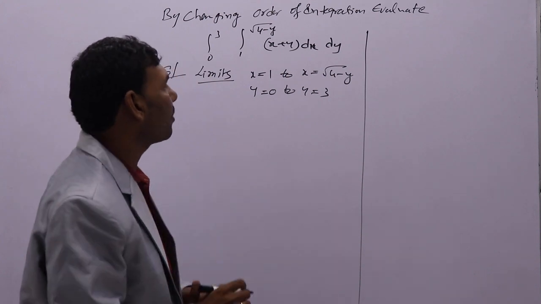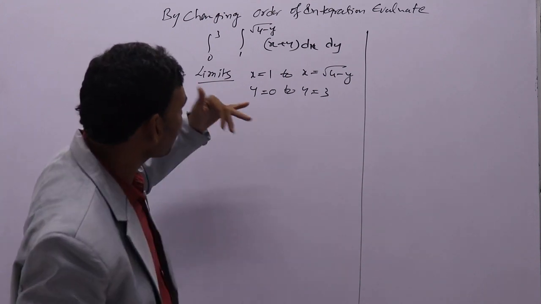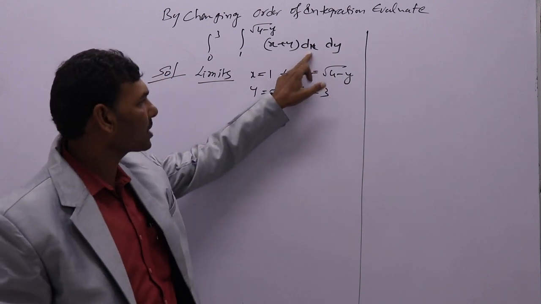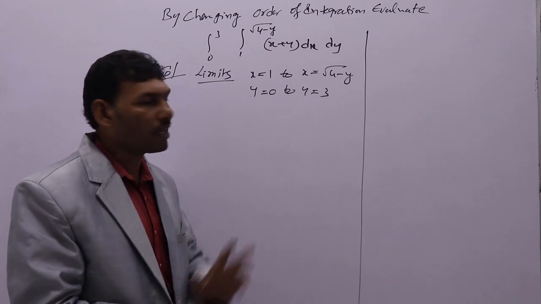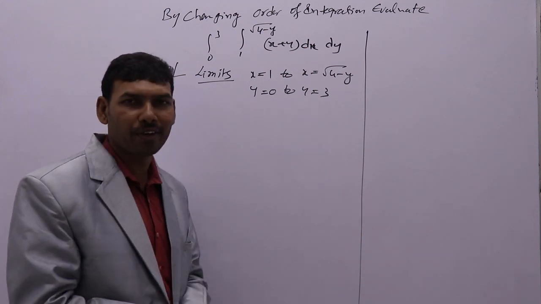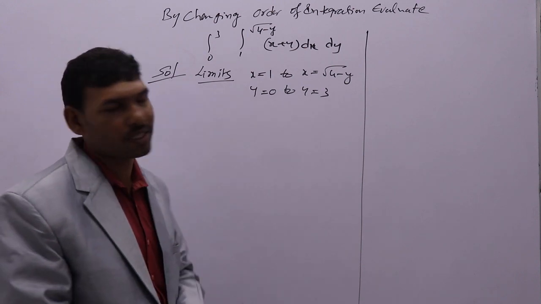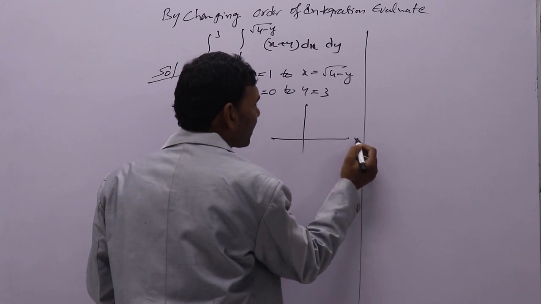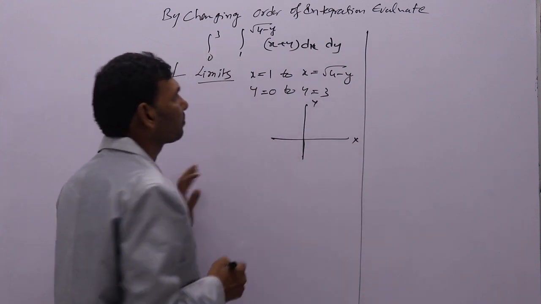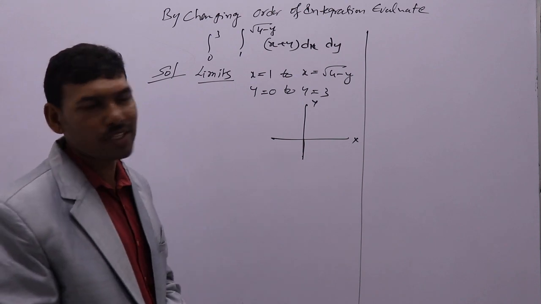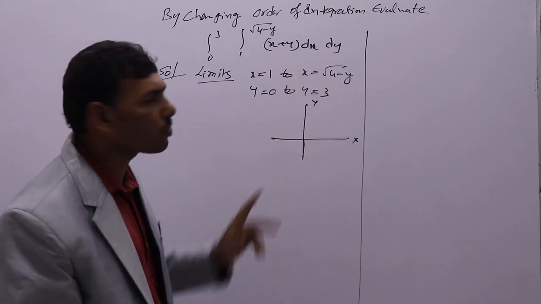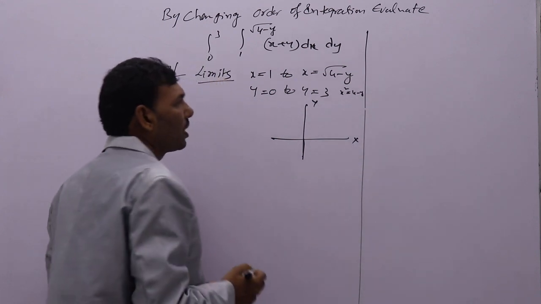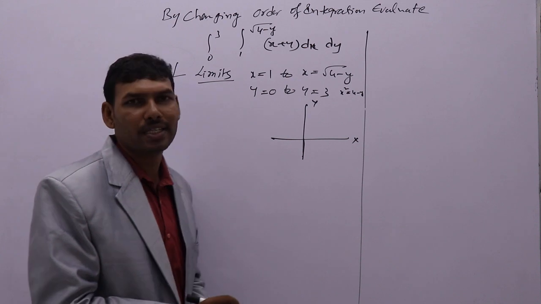Then we need to draw the region of integration now. As per the given order, x limits are in terms of y. First we need to integrate with respect to x, next with respect to y. But after changing the order of integration, first we need to integrate with respect to y, next with respect to x. For that, draw the region of integration. See, this is x equal to root of 4 minus y. If you square both sides, what happens? X square equal to 4 minus y. X square equal to 4 minus y is a figure.